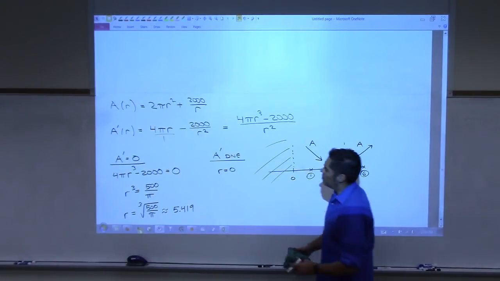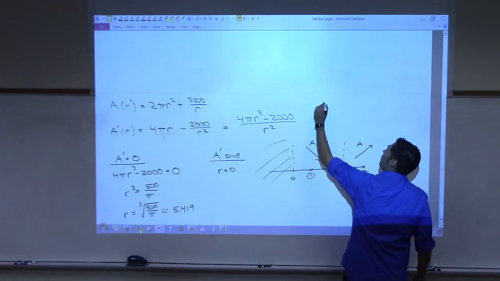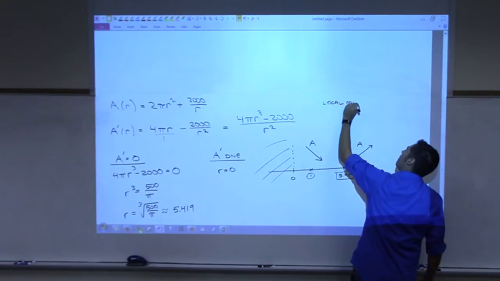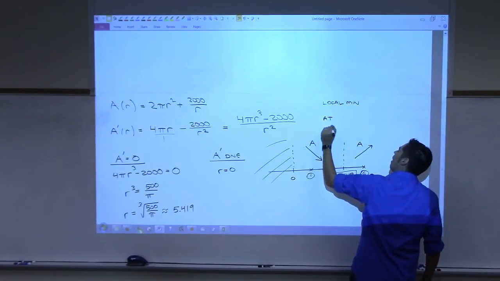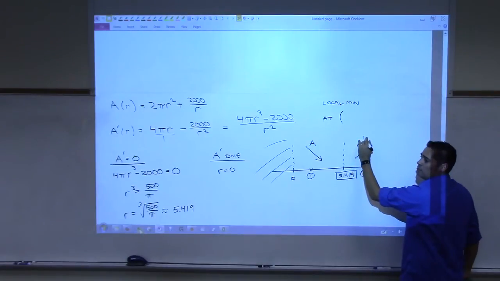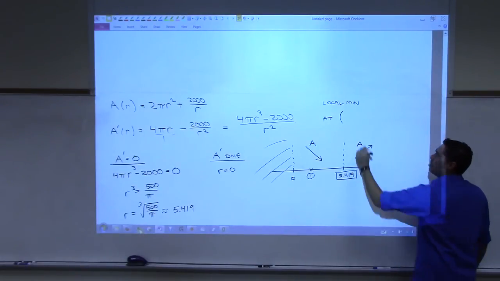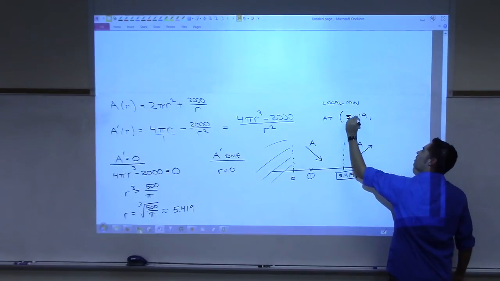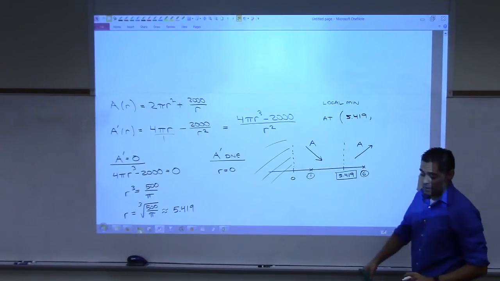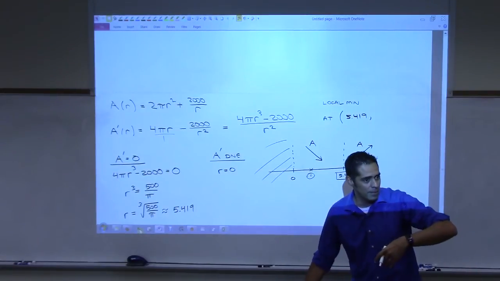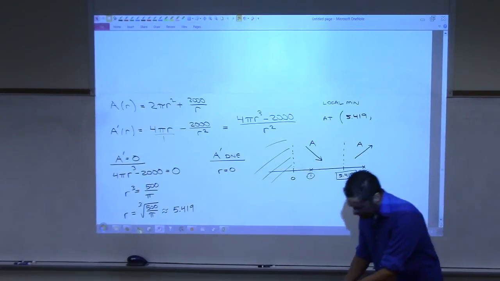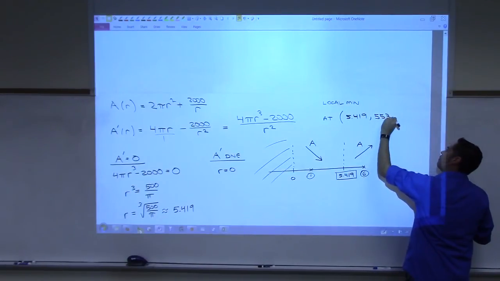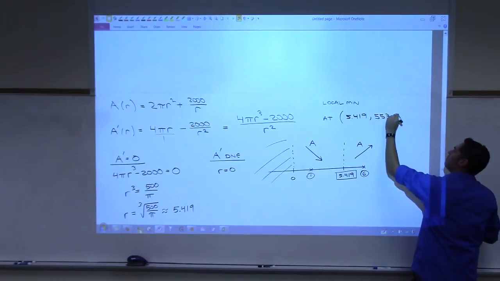So now I'm going to just kind of write this down. We have a local minimum at, I always ask you to write it as a point, right? So it'd be 5.419. And what did I say to do with that 5.419? Plug it into the original function, right? Which is 553.5. What do you get? 553.58. 553 point what? 58.